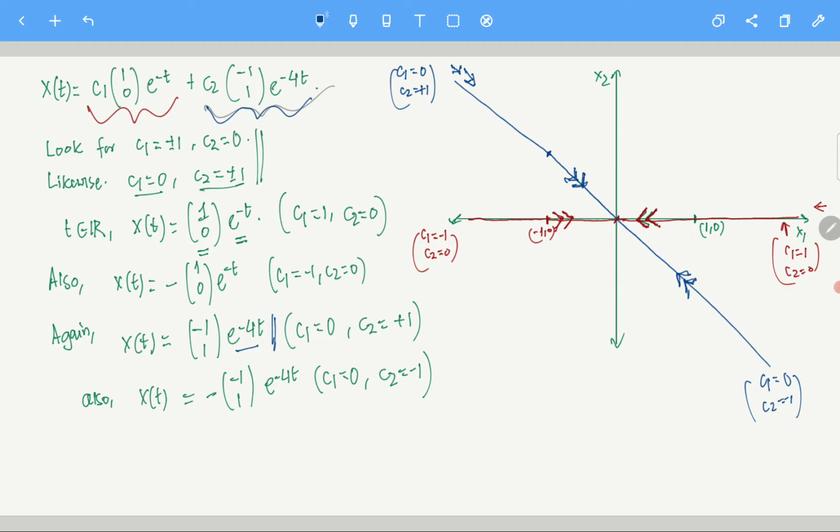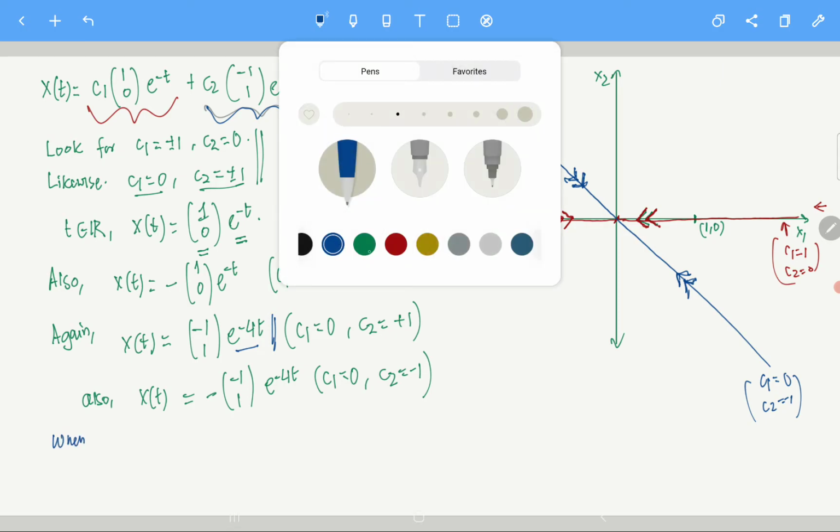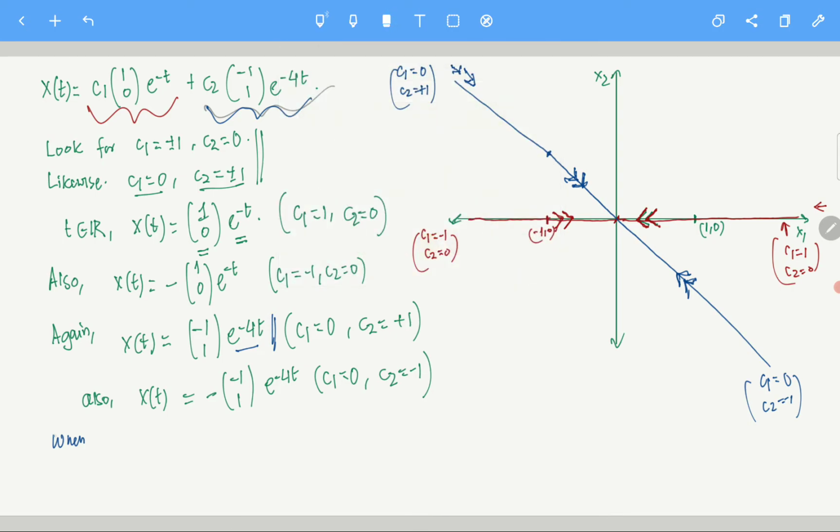Now we have all this. The question is this. Generally speaking, these are the 4 solutions we know, and we saw that all 4 solutions are moving towards the origin. What happens when C1 and C2 are both non-zero? So maybe I can put it in our original color. When C1 is not equal to 0 and C2 is not equal to 0, when both are non-zero, then what do you do?